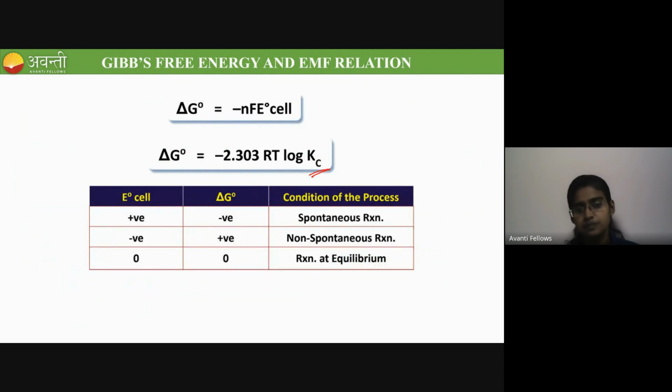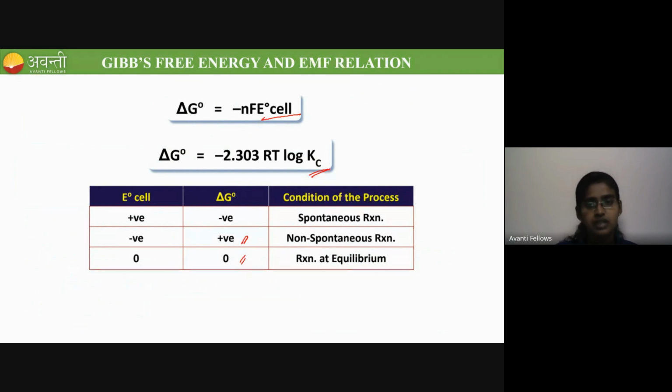If the E naught cell value is positive, then minus into plus becomes minus, right? So delta G becomes negative. If delta G is negative, then the reaction is spontaneous. Always remember, if delta G is negative, then the reaction is spontaneous. If it is positive, then the reaction is always non-spontaneous. If delta G is equal to 0, then the reaction is at equilibrium. Very important conditions you have to memorize.